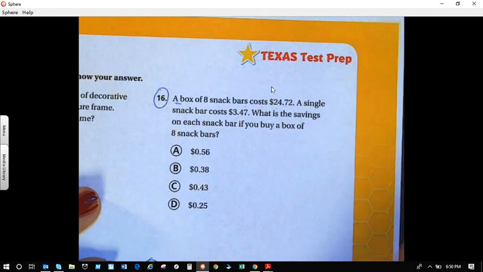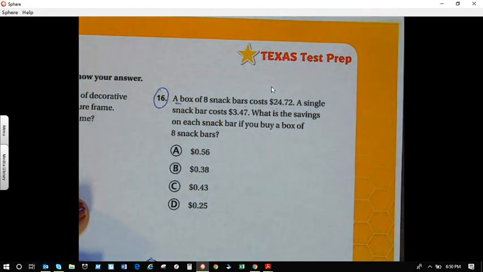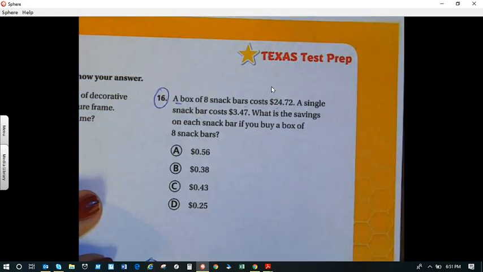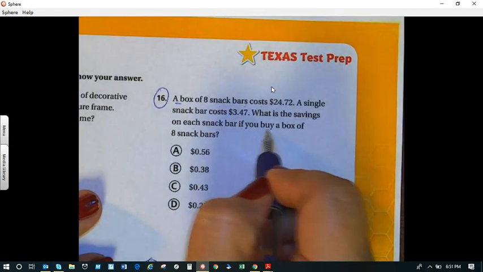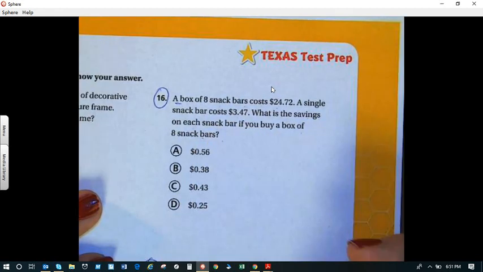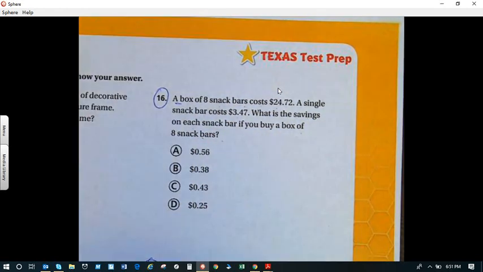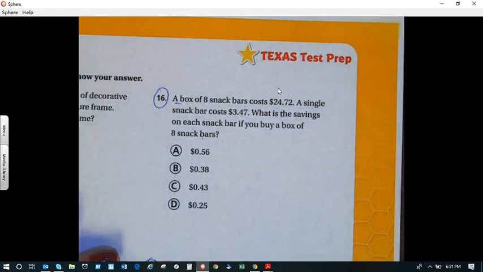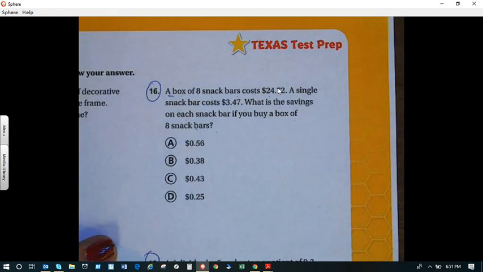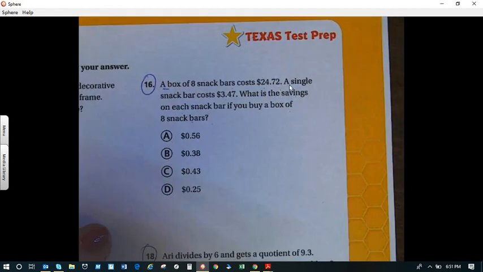Right now I'm thinking of H-E-B that has those different types of bars that they sell individually, and then they sell it in a box of 8, or sometimes it's 6. So it just depends. What is the savings on each snack bar if you buy a box of 8 snack bars? Now, I've done this. They actually have it on the tag. So the next time you go to the grocery store with your parents, look on there, and it's going to give you the average cost of each item. And so they've already done the math for you. But sometimes they won't have that label, and so you would have to figure that out yourself.